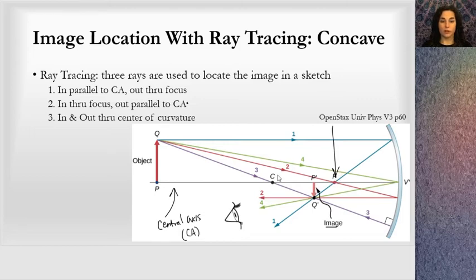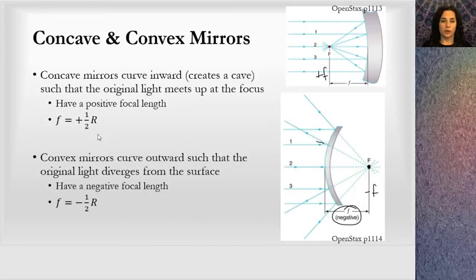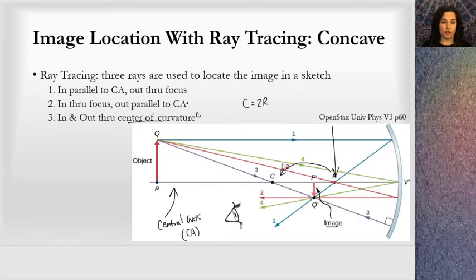Another point that I want to point out on here is the C. Notice the C on here. C to me is the center of curvature, and I said that up here. Here's the center of curvature. It is 2 times f, right? C equals 2 times f, and that comes from the equation up here. The focal length is half the radius. Well, the radius is twice the focal length. And that's what this is: one radius away from the mirror is the center of curvature. So that is on the diagram as well.